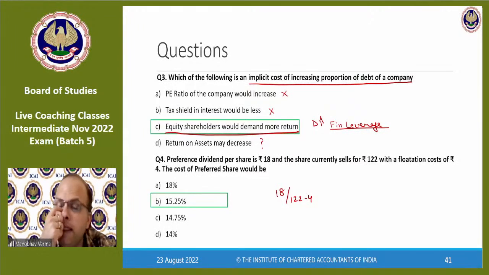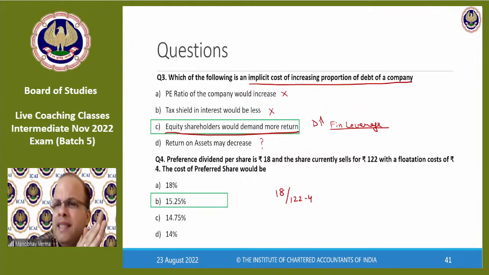Aditi says question number 3 is not clear. Aditi, in question number 3, we were talking about the implicit cost of increasing the proportion of debt. There are two things happening here. One is companies changing the capital structure, Aditi. Capital structure is changing, the proportion of debt is now higher. And the requirement is, what is the implicit cost? Implicit is more of an implied cost.